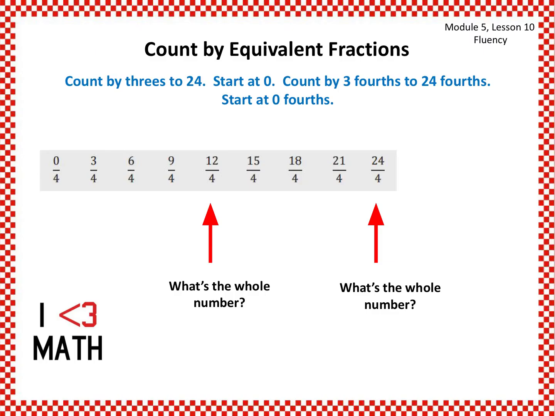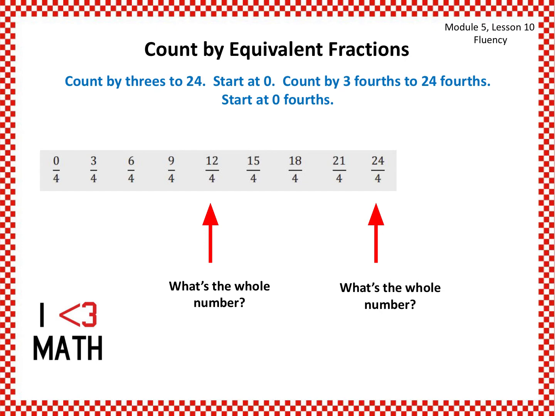Alrighty, we're going to start with some fluency things, and we're going to count by equivalent fractions. So what we're doing is we're counting by 3 fourths to 24 fourths. Okay, so we're going to start at 0, 0 fourths. You can see the numbers here, so let's go. 0 fourths, 3 fourths, 6 fourths, 9 fourths, 12 fourths, 15 fourths, 18 fourths, 21 fourths, 24 fourths.